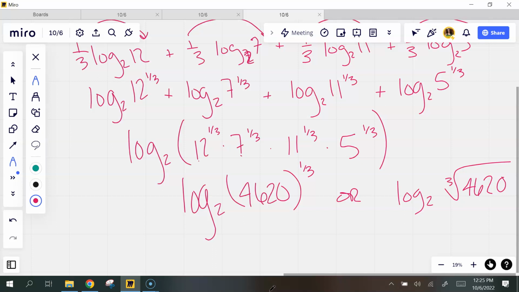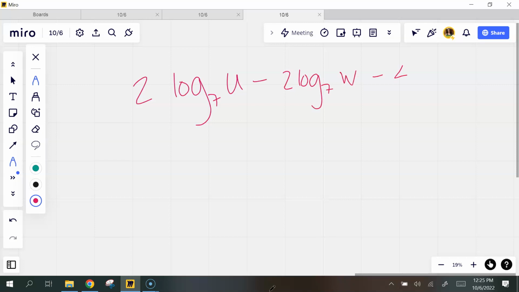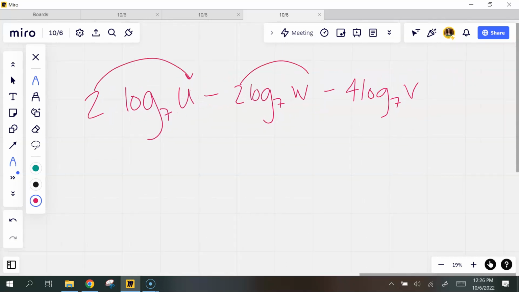Other questions? 2 log base 7. I'm actually glad you asked about this one, Carter, because this one's all subtraction instead of all multiplication. I mean, all addition.